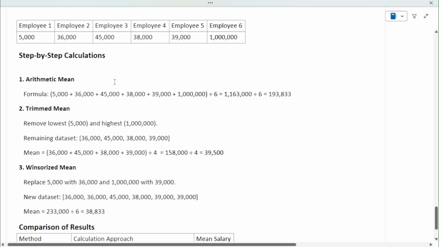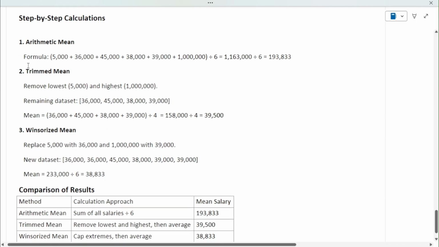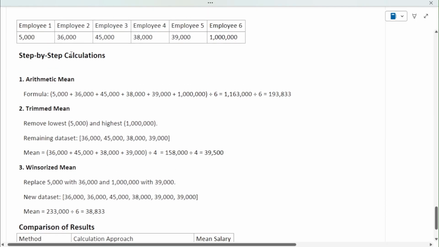With arithmetic mean, we are just going to sum all the salaries here and divide it by the number of employees, and we are going to end up with $193,833. With trimmed mean, however, we are going to remove 5,000 and 1 million from the dataset, and then we are going to calculate the mean from the middle values here, and we are going to end up with $39,500, which is the average or trimmed mean in this case.